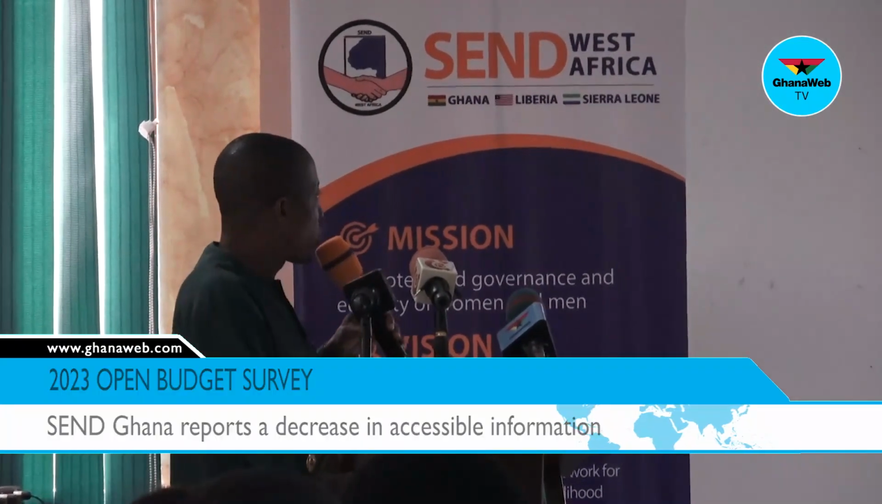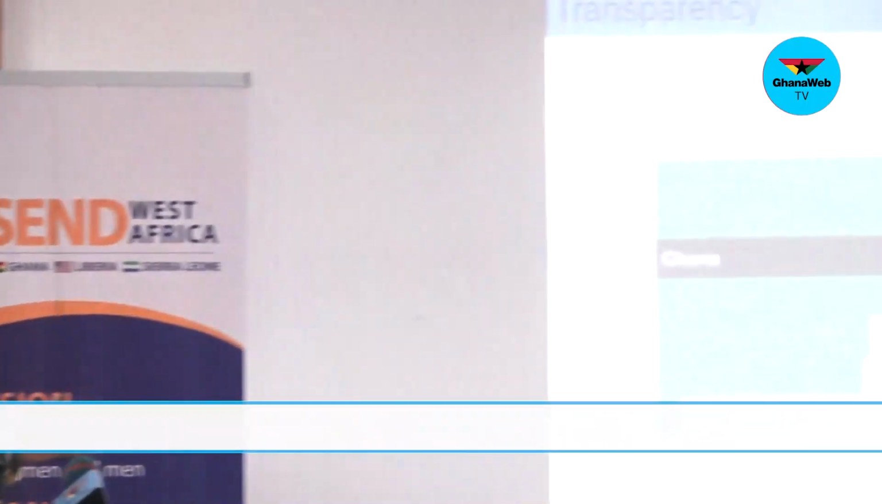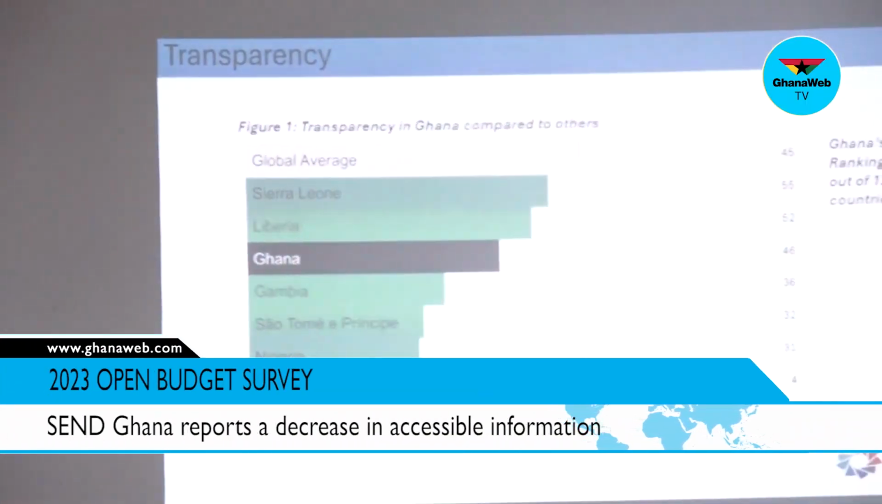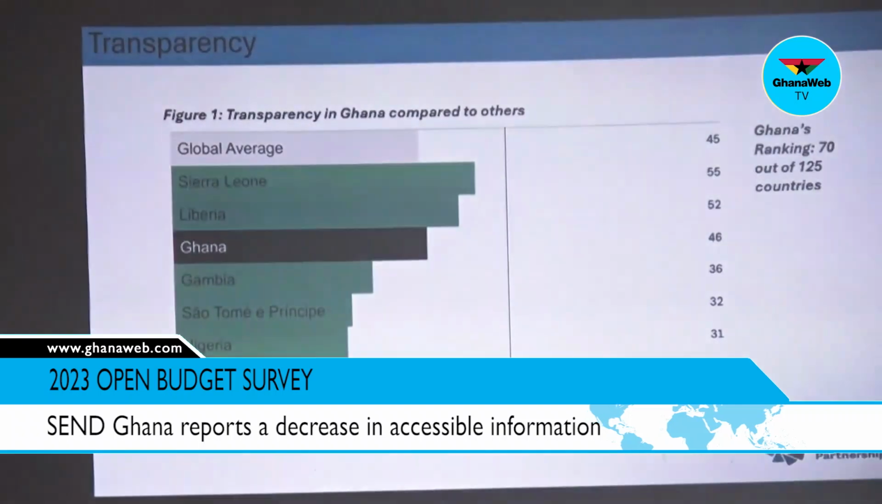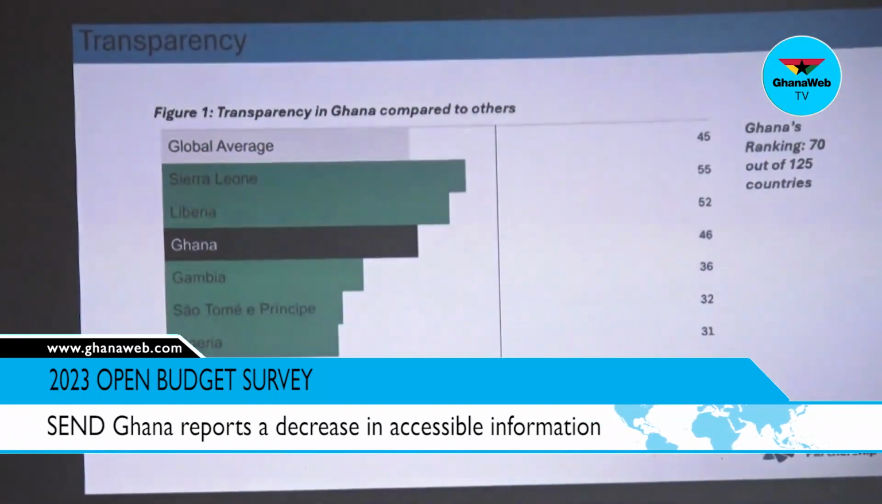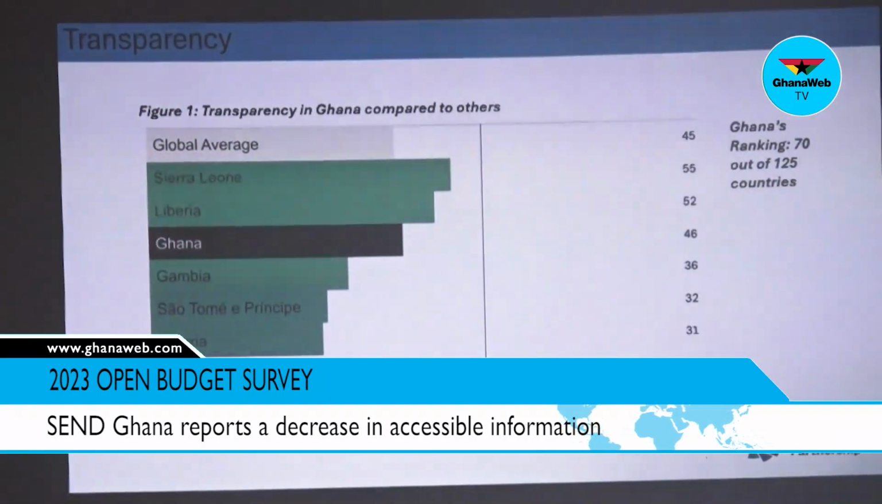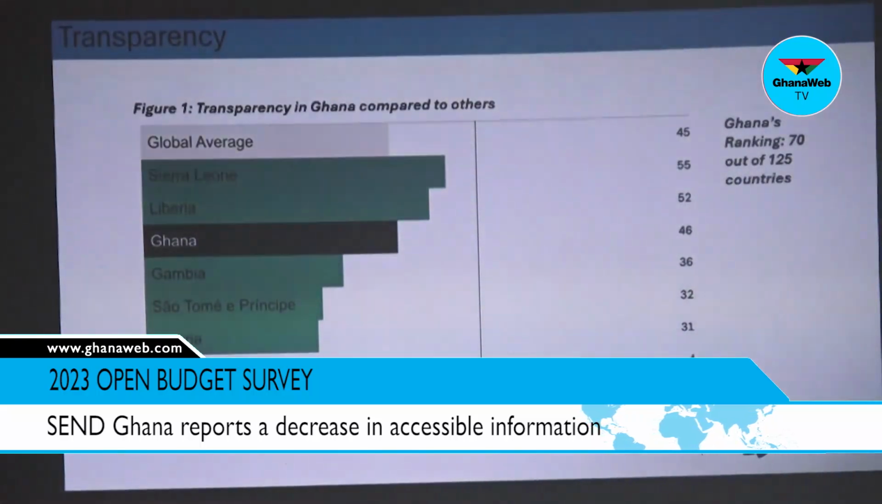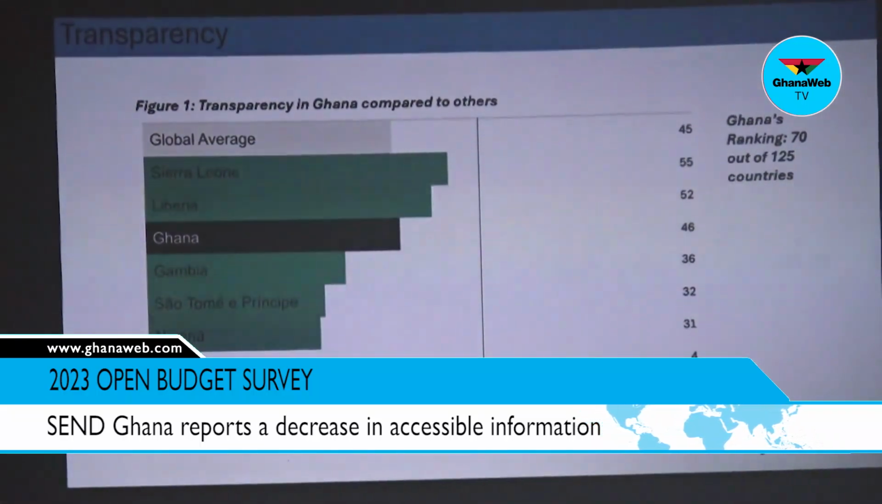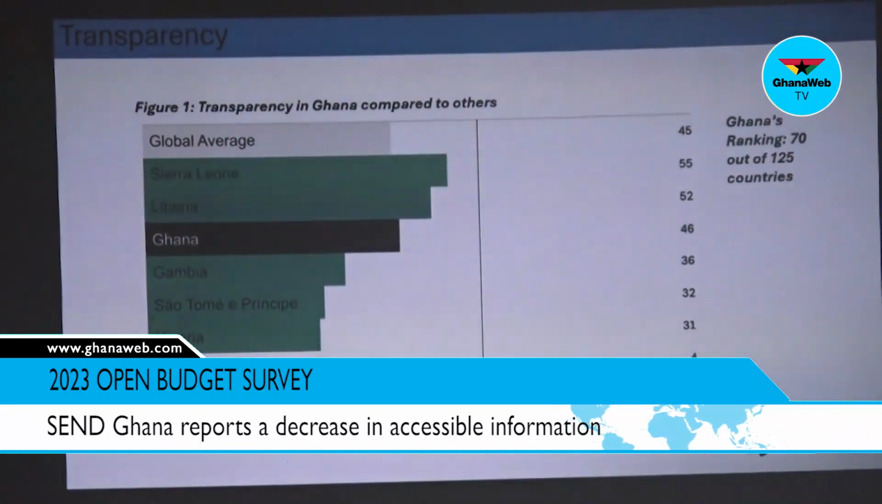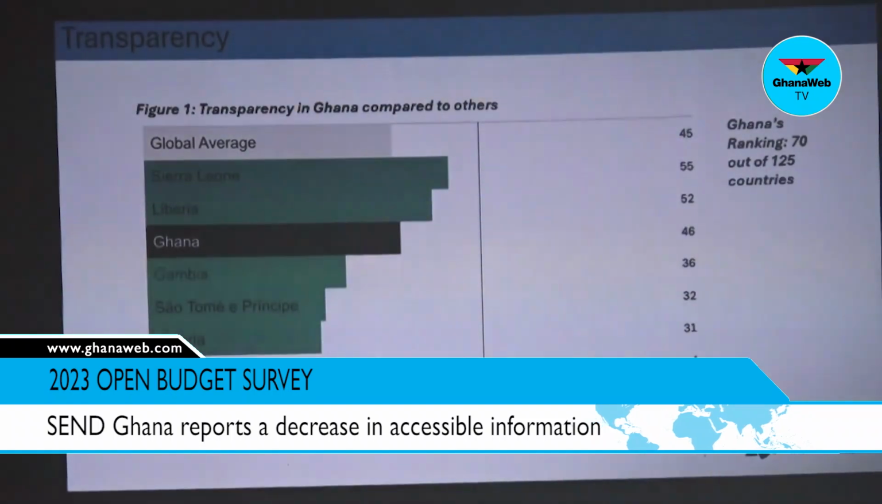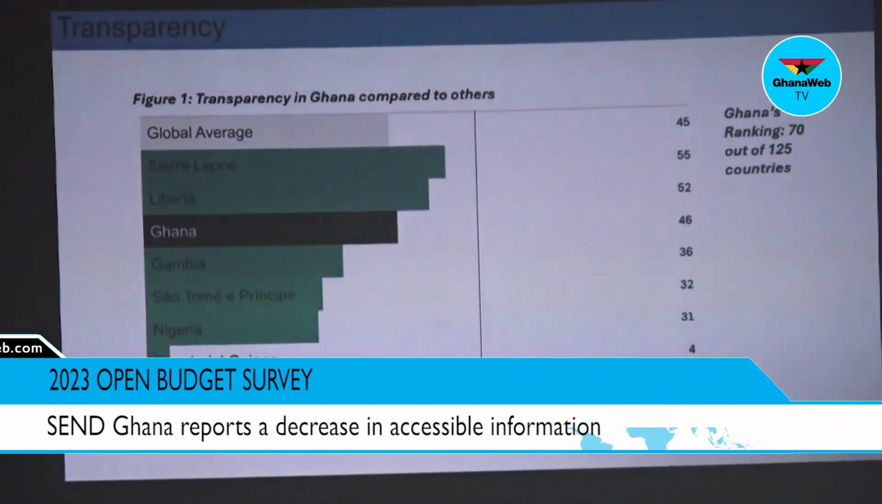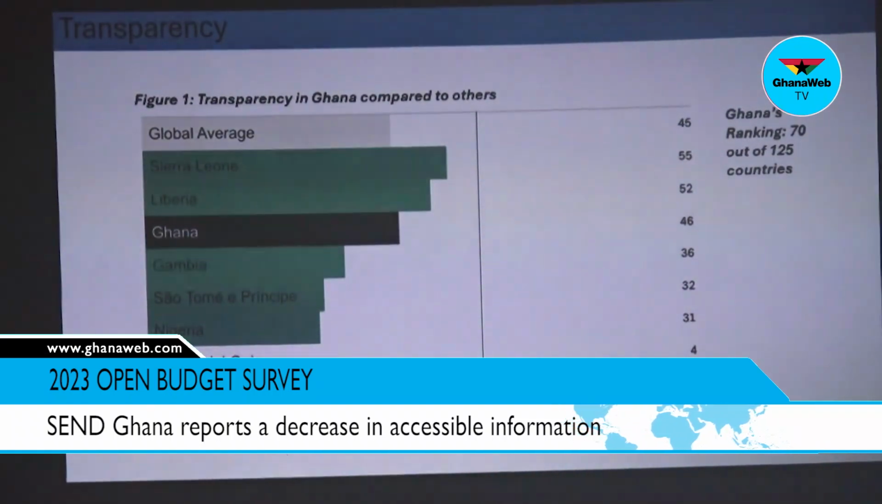And so our transparency score for this particular year was 46, which is below average, even though if you look at the global scoring across all the 125 countries, the situation was not looking too different. The global average for this year's assessment was 45, whereas the score supposed to be from 46 going forward.